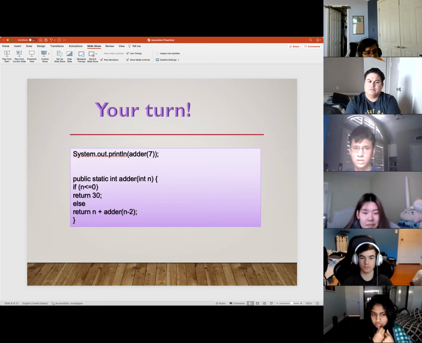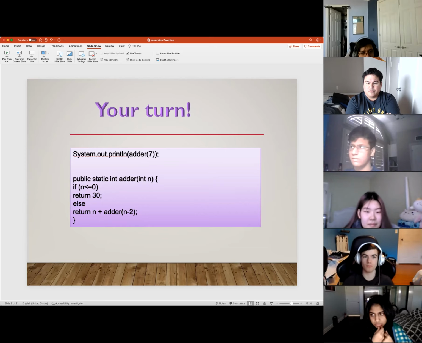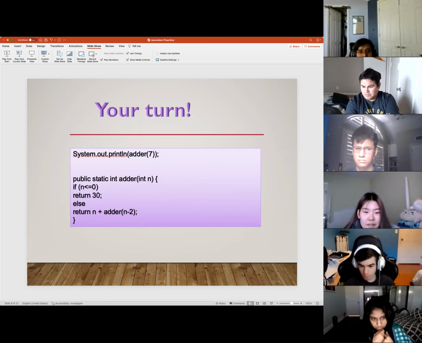Wouldn't it just be like the return statement? Nope. What's the condition? Eubin. N is negative. When n is equal to 0, less than or equal to 0. That is the base case. That is the terminating statement.